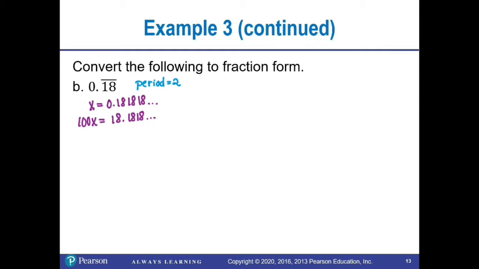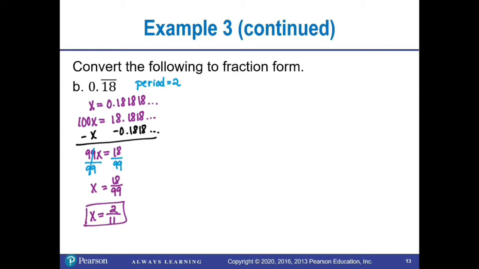I want to get rid of the decimal, so I subtract x from both sides. On the right side, since x is 0.181818, that's what I subtract. On the left side, we get 99x. And notice on the right side that our decimal places now cancel out, and that leaves us with 18. Divide both sides by 99, and we get 18/99. Always simplify your fraction. 9 goes into 18 2 times, and into 99 11 times. And so our answer is 2/11.